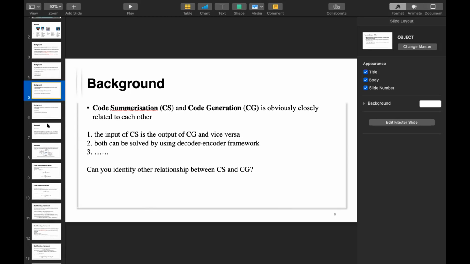Yeah. So here we have two problems. One is code summarization, and one is code generation. And Yihao has already shared two relations between these two tasks. The first is that the input of CS is the output of CG, and vice versa. And the second relation is that both are supposed to have the potential to be solved by the encoder-decoder framework. Can you identify other relations between CS and CG?